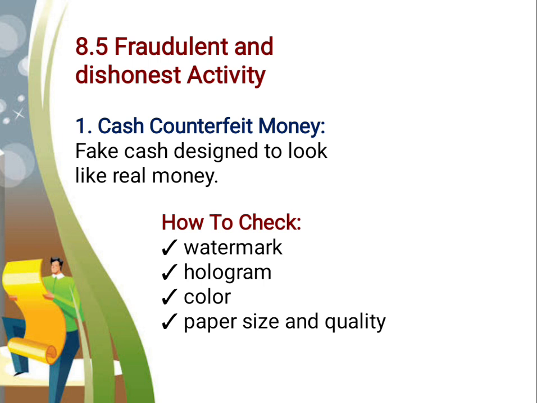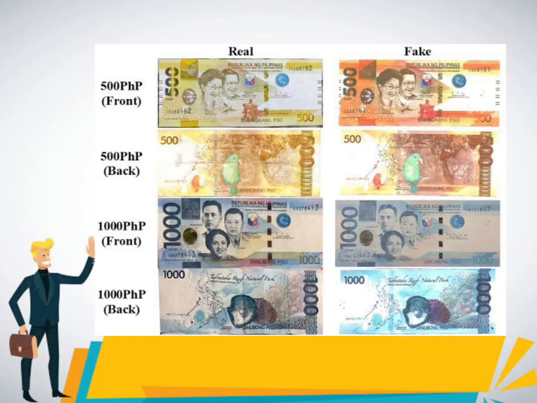And we have the next topic, fraudulent and dishonest activity. The first one is counterfeit cash. It is fake cash designed to look like real money. So how do you check this one? You must check the watermark, the hologram, the color, the paper size, and quality. These are examples of real and fake money. As you can see in the pictures, there is a difference between the real and fake money, so you must be aware of it.